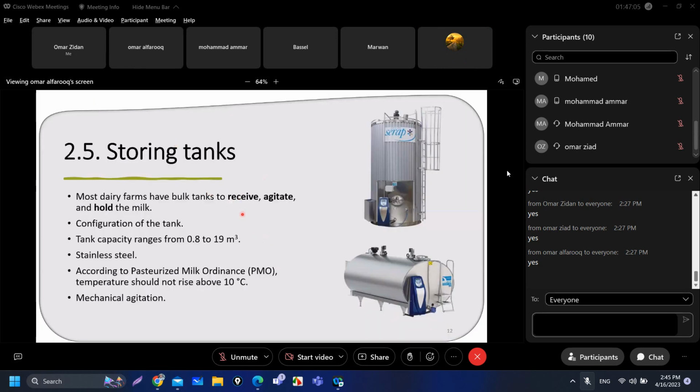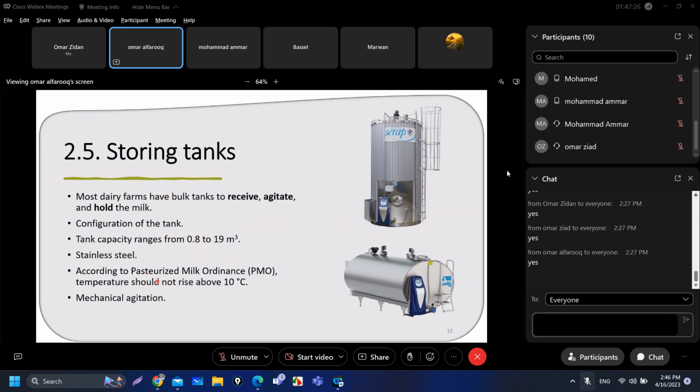Yeah, okay. After we pre-cool the milk, we then send it to the storing tanks where it will be conserved until we pick it up and transfer it to the plant. The tanks are made of stainless steel, and they may be of a vertical or horizontal arrangement. The tank capacity ranges from 0.8 up to 19 cubic meters.